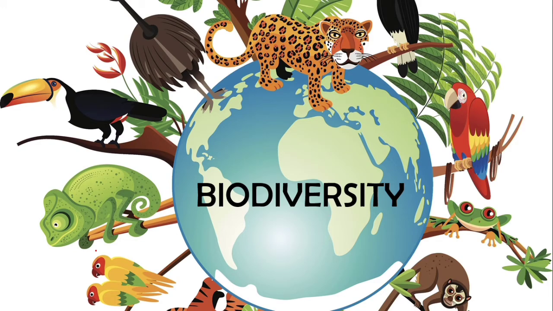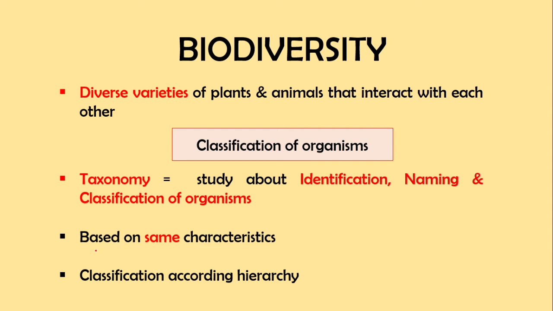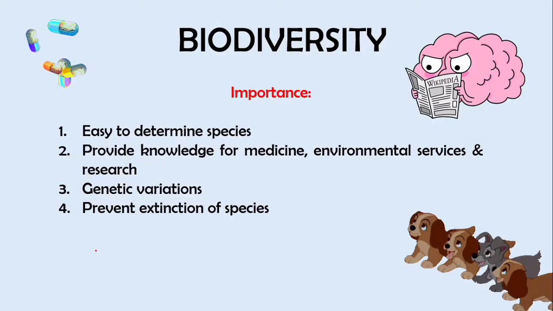Okay, biodiversity. Biodiversity is the diverse varieties of plants and animals that interact with each other. Okay, how to classify the organisms? Based on taxonomy. Taxonomy is the study about identification, naming, and also classification of organisms based on same characteristics. And this classification is according to hierarchy.